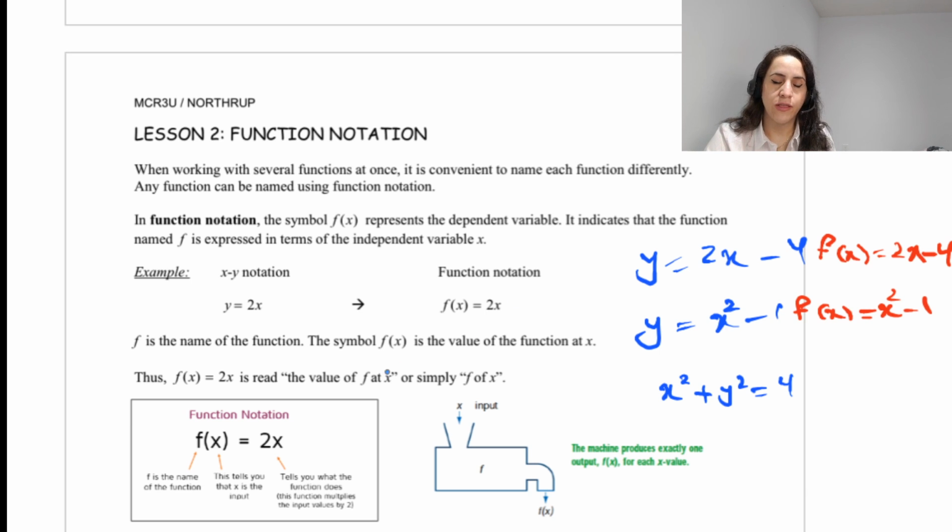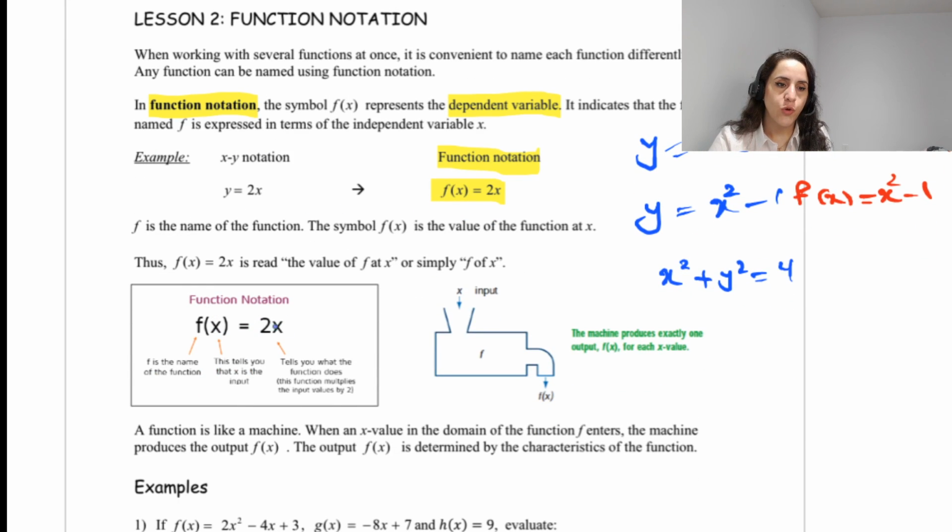F is the name of a function. The symbol f of x is the value of the function at x. Thus, f of x equals 2x is read "the value of f at x", or simply "f of x". The function notation represents the dependent variable for each function. Then let's be more professional after this point. Whenever we are sure a relation is a function, use function notation.